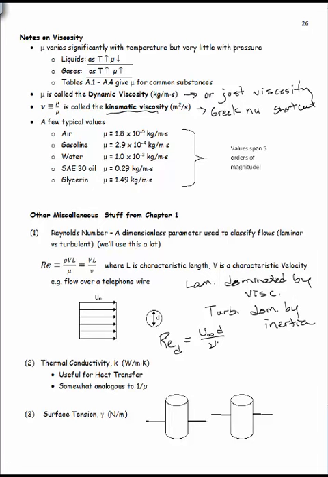Okay. Something that you'll see in heat transfer, thermal conductivity, it has a K. It's kind of analogous to 1 over mu. So high thermal conductivity, heat flows really well. Okay, kind of corresponds to a low mu for flowing.